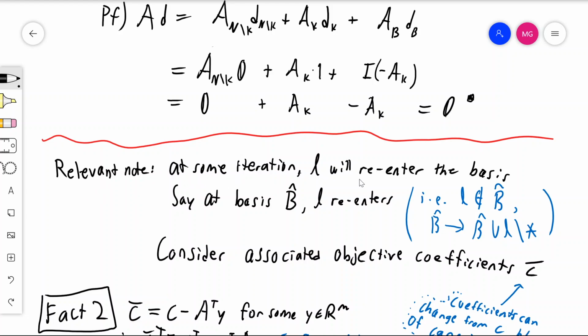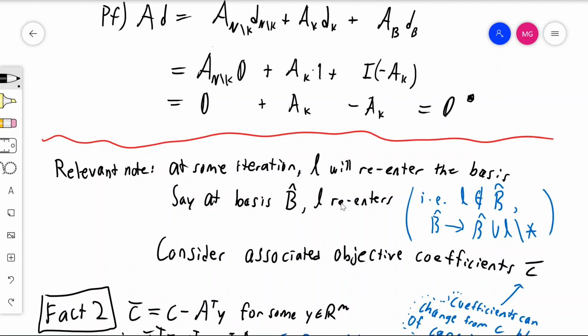So at some iteration, L must re-enter the basis. It has to, because we're in a cycle, and L was in the basis B originally, and then it exited after B. So since it was there originally, it must come back again at some point. Maybe L re-enters the basis once you go through the entire cycle and you're back at B, or maybe it re-enters earlier. So we don't know. Let's just say that B hat is the basis for which L re-enters the basis. So the first time, we'll say. So it's the first time that L re-enters the basis after it exited after the basis B. So it left at B, now it's coming back at B hat.